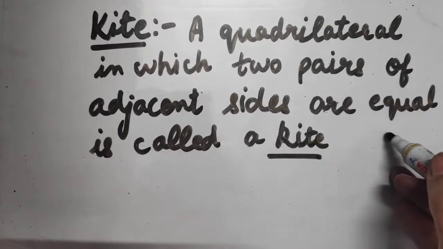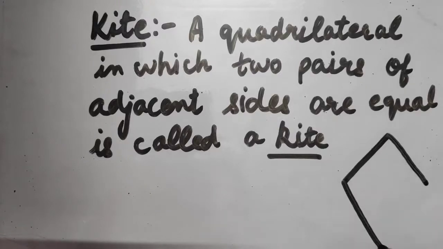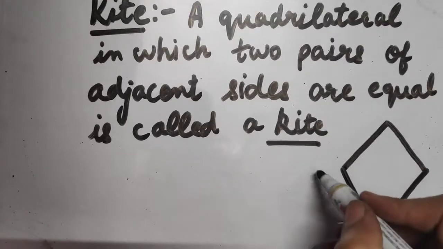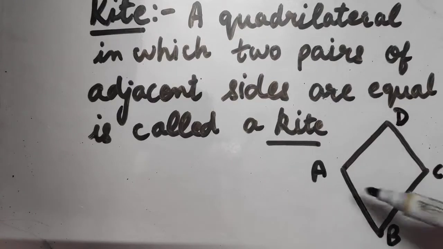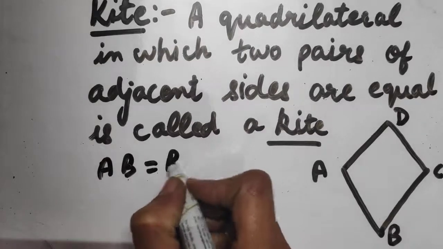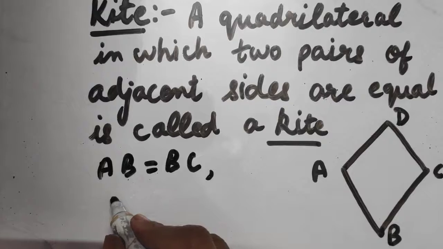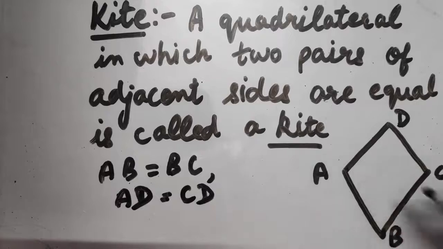The diagram of the kite can be like this. So this is A, B, C and D. Now in the adjoining quadrilateral, AB is equal to BC, and AD is equal to CD. So ABCD is a kite. Now let us talk about the properties of a kite.